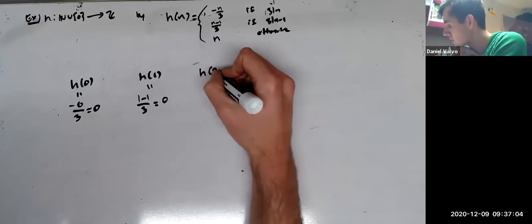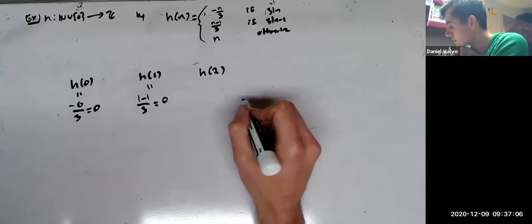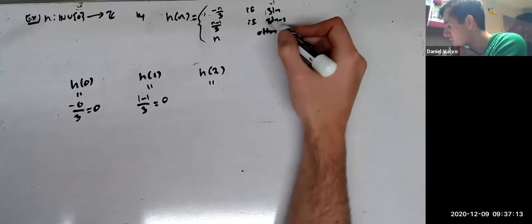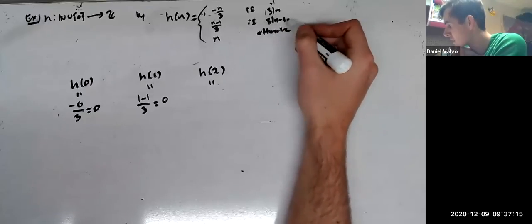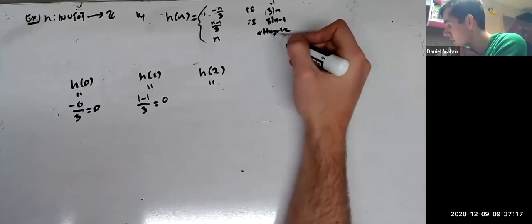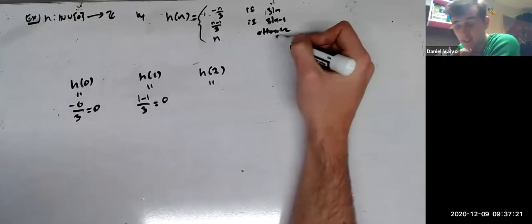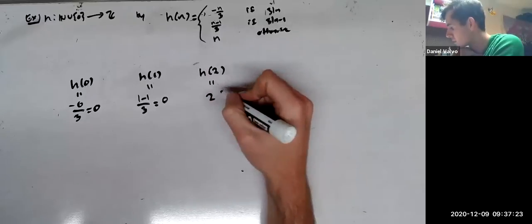Now, h of 2 is an interesting case. Actually, no, I'm sorry, it's not that interesting. H of 2, 3 does not divide n, and 3 does not divide n minus 1. So we go to the otherwise case. 3 does not divide 2, 3 does not divide 2 minus 1, which is 1. So we output just n, which is 2.